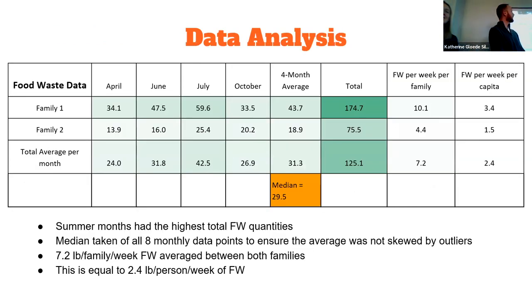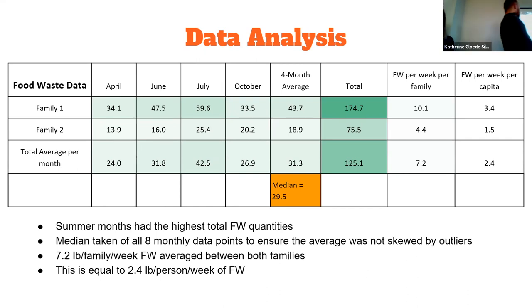Let's see. So here's just a quick look at our numbers. Total food waste per month. Family one did have a considerably higher quantity of food waste compared to family two. It averaged out to about 31 pounds per month per family. Over the course of a week, we found that the average is about 7.2 pounds of food waste, or about 2.4 pounds per person per week.